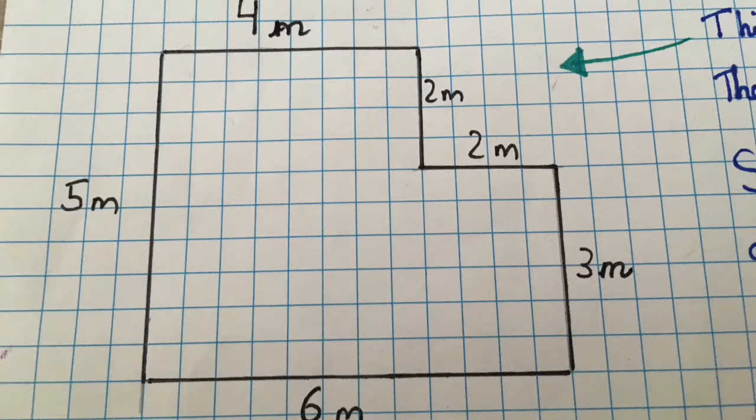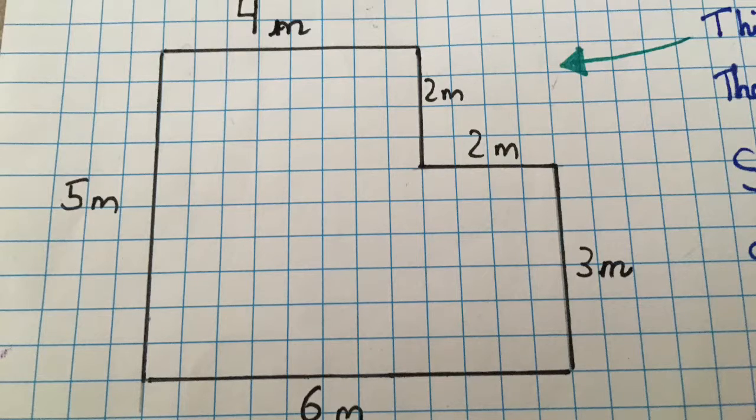This is the plan of the bedroom, not drawn to scale. The walls are 4 meters high. Since we're not wallpapering the ceiling, floor, door, and window, we have to multiply the lengths of the walls by the height and add them together.